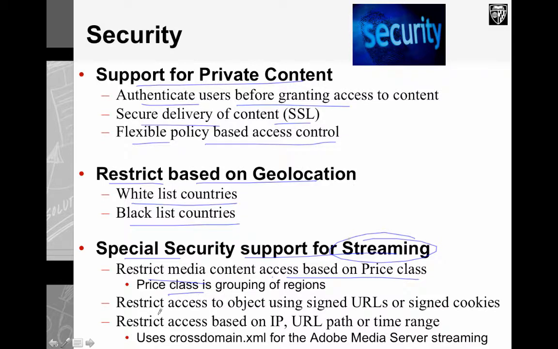class. You can also restrict access to objects using signed URLs or signed cookies. You can restrict access based upon IP, URL path, or time range. And all these things can be configured for streaming in a file called crossdomain.xml for the Adobe Media Server streaming.